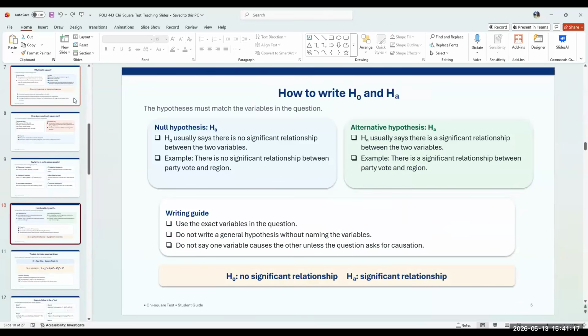And then I gave you a demonstration of the HO and the HA, which are the null hypothesis and the alternative hypothesis. We said that the null states there is no relationship between the variables given in the question, and the alternative states there is a relationship between the variables. This is basically what we did for the hypothesis.